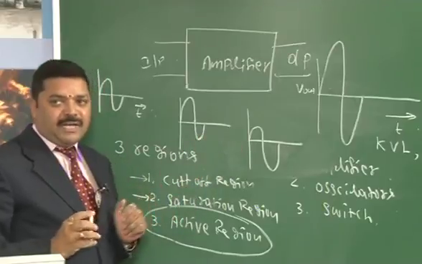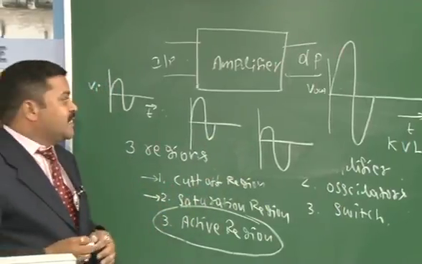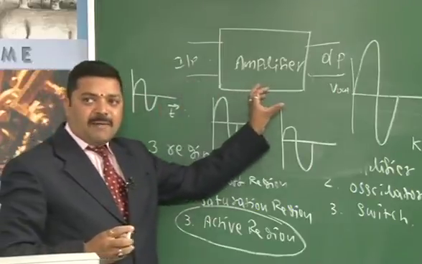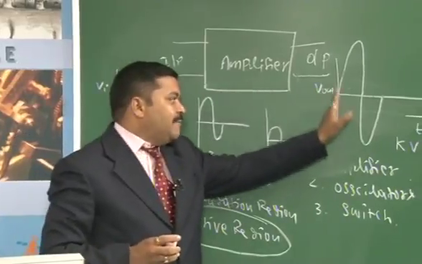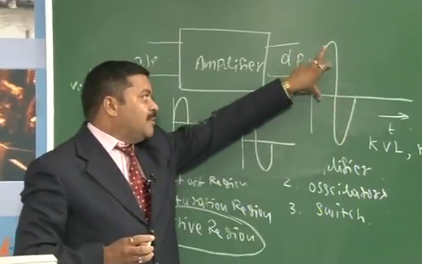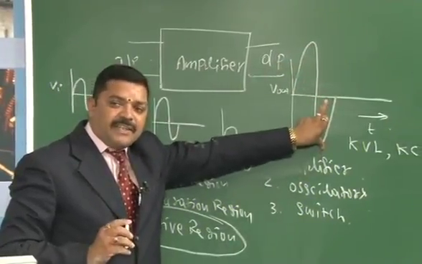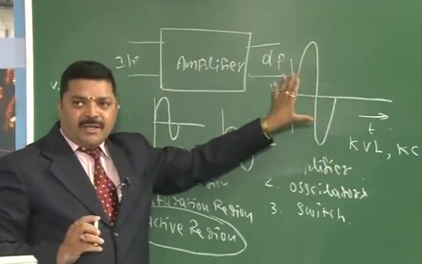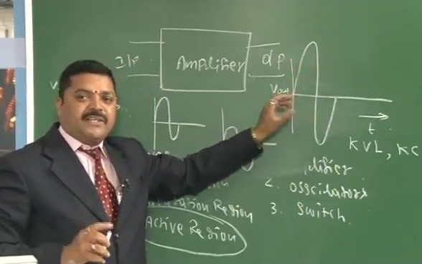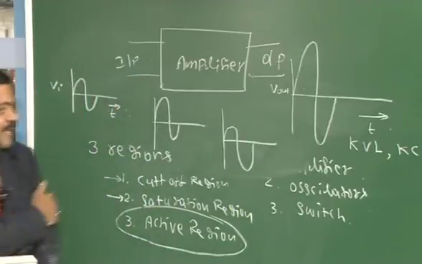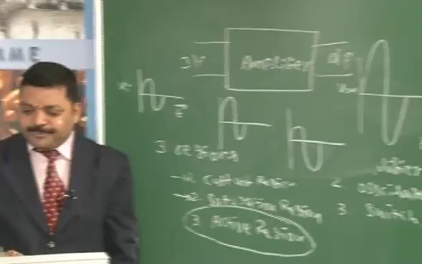So, what is faithful amplification? Faithful amplification means when we give the weak signal at the input of the amplifier, we get the amplified signal in such a way that the positive half of the amplified signal and the negative half of the amplified signal should be of the same amplitude. Then we say that faithful amplification has taken place. So, that is about the faithful amplification.